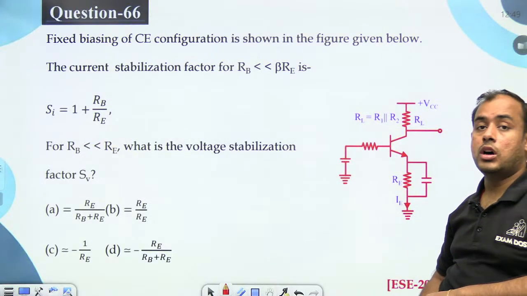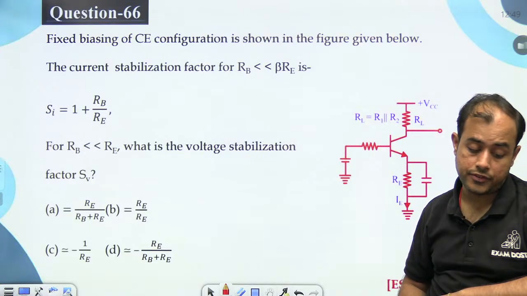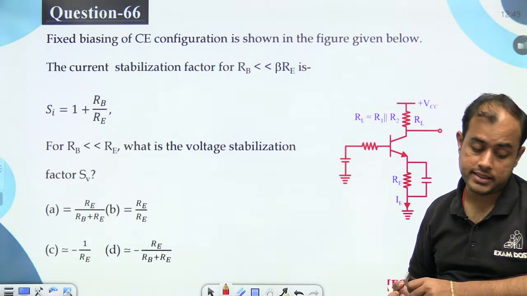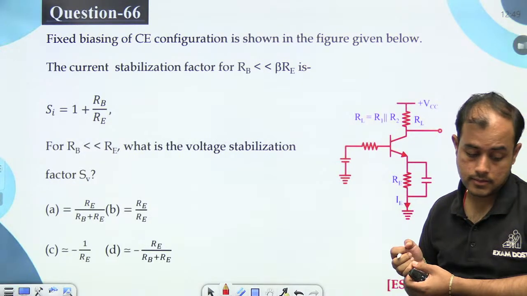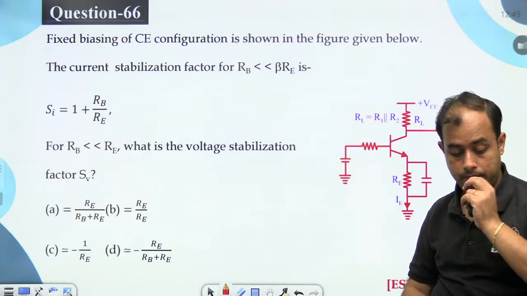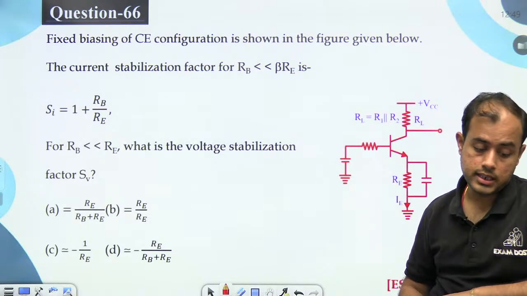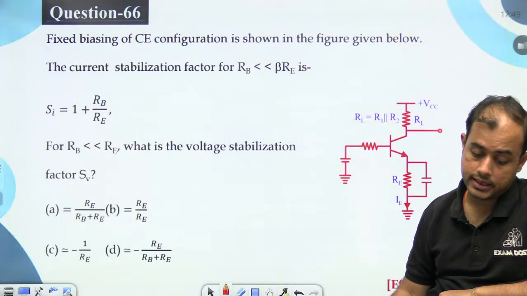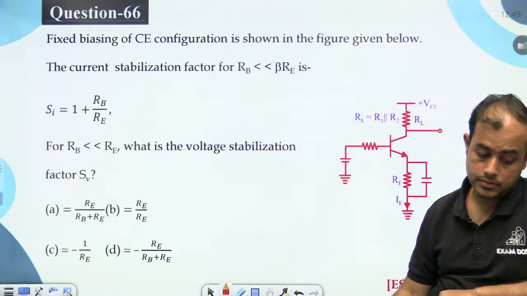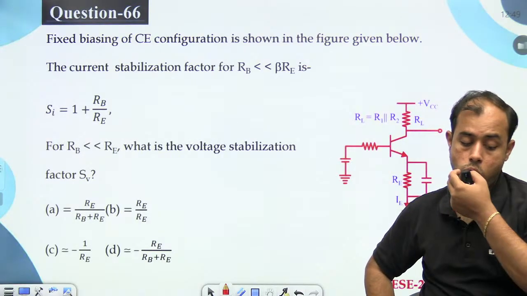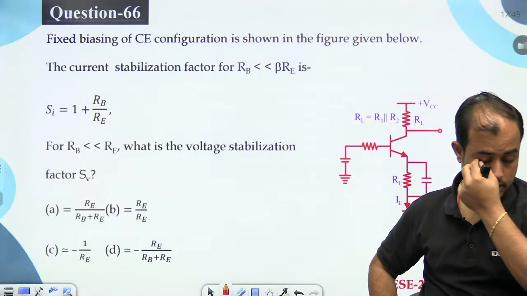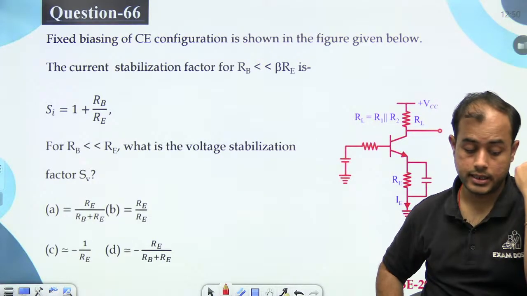For the common emitter configuration shown, the current stabilization factor is given. What is the voltage stabilization factor? वोल्टेज स्टेबलाइजेशन फैक्टर करंट वाला दे रखा है. So it will be RE multiplied I naught, basically IE by IB. Current stabilization factor for RB much less than beta RE.